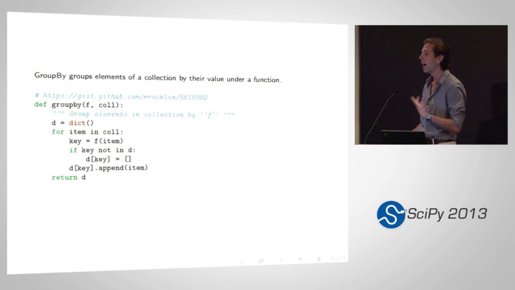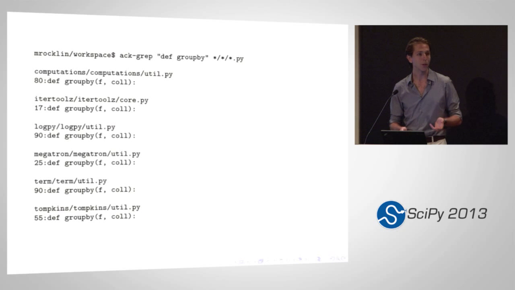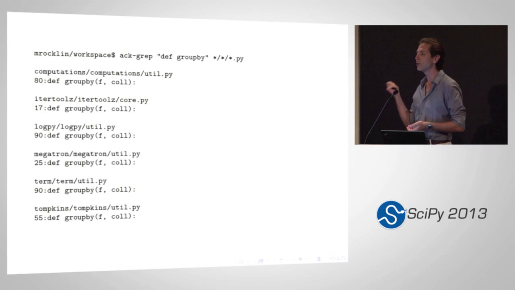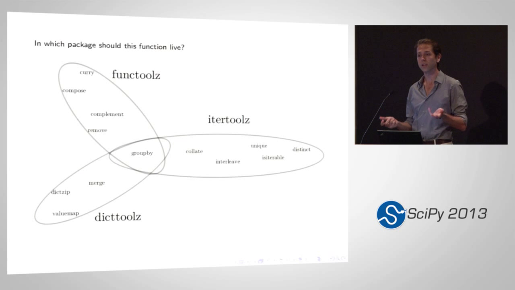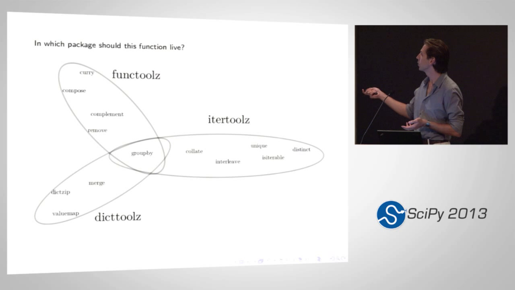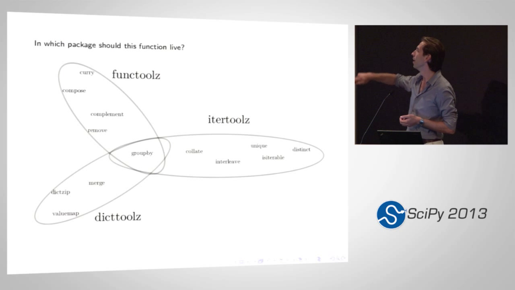I use it everywhere. If you grep my workspace directory, you'll find group by implemented in every single utils.py in every single project I have. It's always there, written the exact same way. So I think, okay, I'm going to put it in some utility library. Maybe I'll put it in a new itertools. Yeah, this actually exists. It's on GitHub. Please contribute.